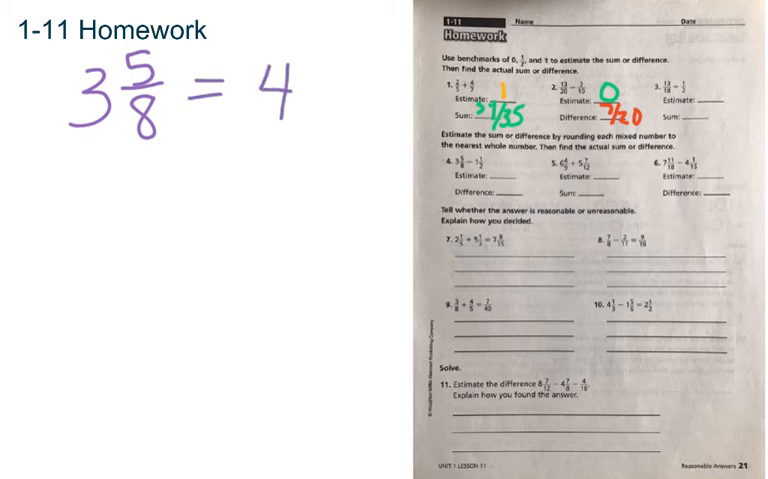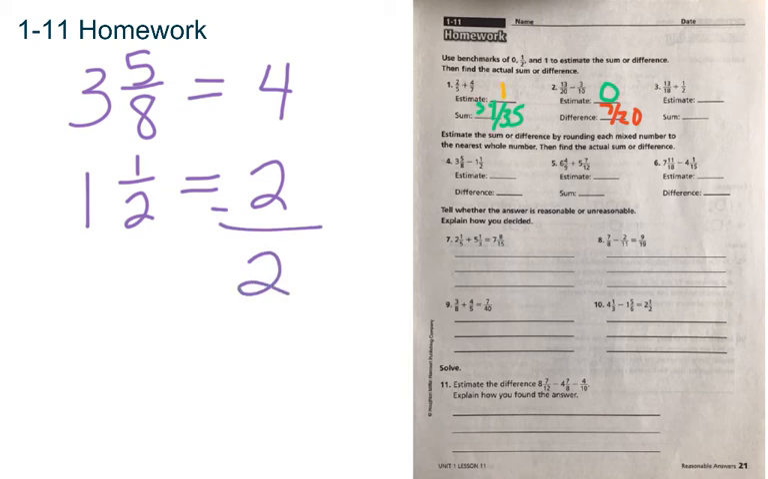So if we look at number 4, we have 3 and 5/8, okay, and 5/8 is larger than half because 4/8 would be half. So this is going to round up to 4. That's the nearest whole number. 1 and 1/2, okay, 1/2 is also 0.5, and that's also going to round up, and it's going to be 2. So we are actually going to have an estimate of 4 minus 2, which is equal to 2. And so your estimate is going to be 2.